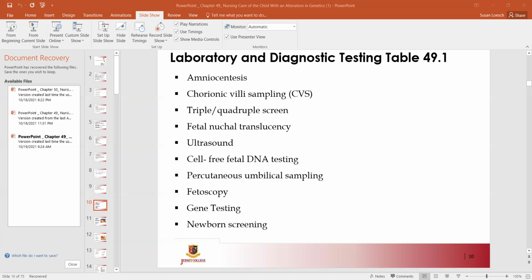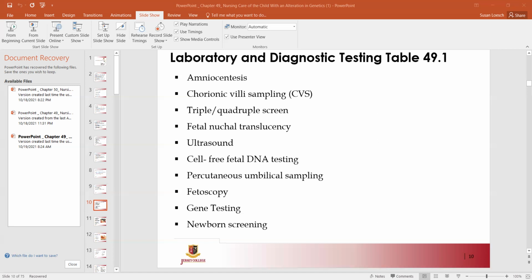All right, fetoscopy. This is an endoscopic procedure that allows direct visualization of the fetus through the insertion of a tiny flexible tube called a fetoscope. It's inserted through the abdominal wall and into the uterine cavity. The ultrasound is then used to guide the placement of the scope. Direct visualization can evaluate the fetus for severe congenital anomalies like neural tube defects. Fetal blood samples from the umbilical cord can be obtained and tested for congenital blood disorders such as hemophilia and sickle cell anemia. Fetal tissue samples, usually skin, can be collected for genetic testing.